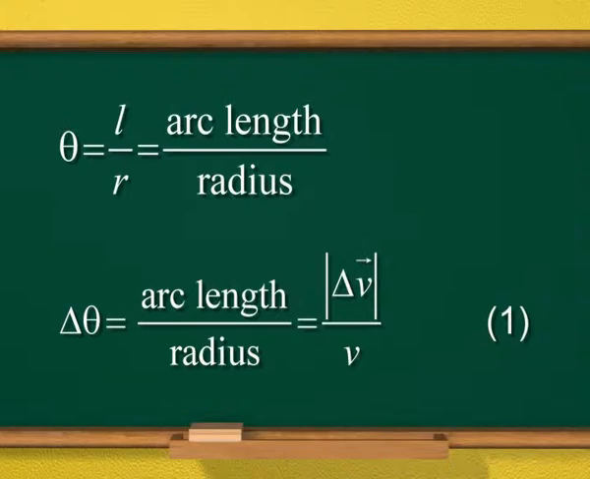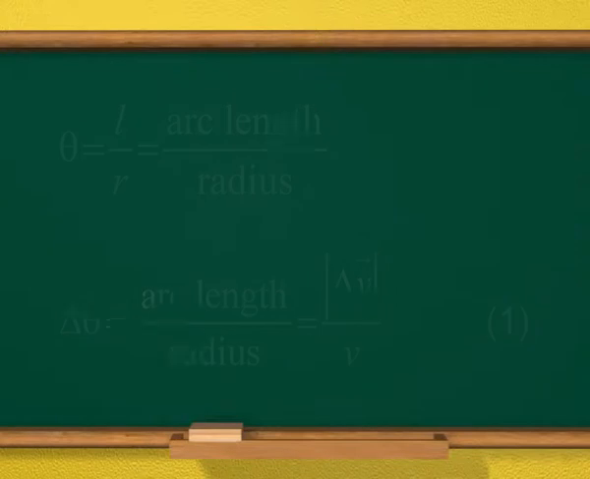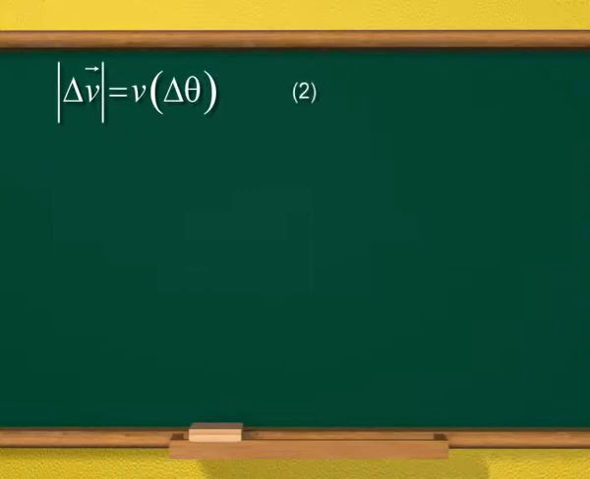On simplifying equation 1, we get modulus of delta vector v equals v into delta theta, representing equation 2. Since delta theta is equal to omega delta t and v is equal to omega r, representing equation 3.